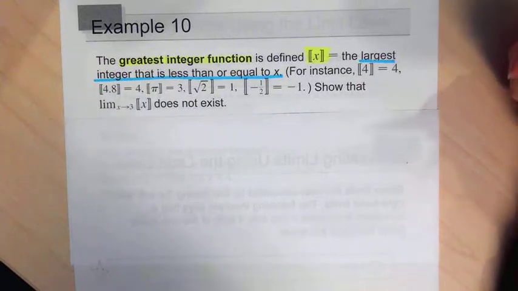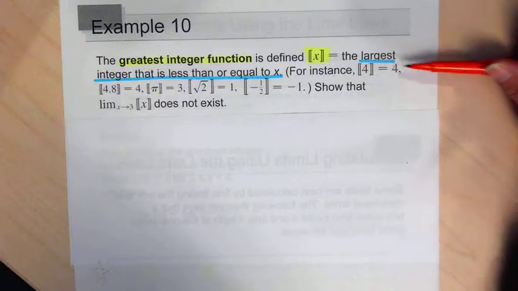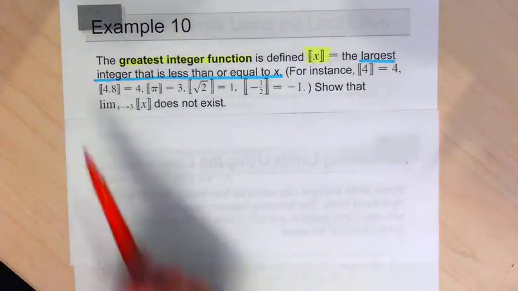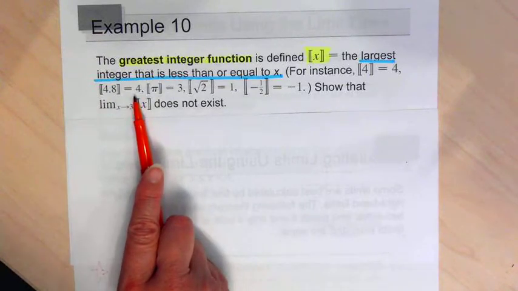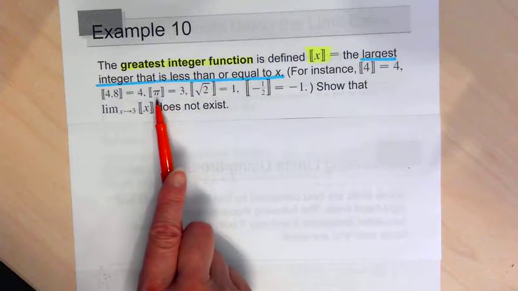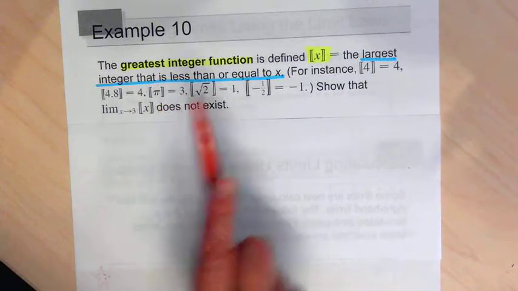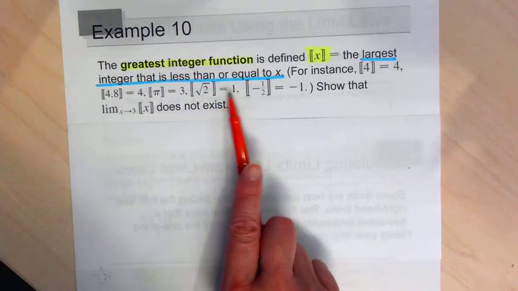So the greatest integer of 4 is clearly just 4, because 4 is less than or equal to 4. When we go to 4.8, the greatest integer of 4.8, the biggest integer that's less than or equal to 4.8, would be 4. So another way to see this is that we're always rounding down. Pi is approximately 3.14, so rounding down, 3. If we took the square root of 2 and rounded down, we'd get a 1.